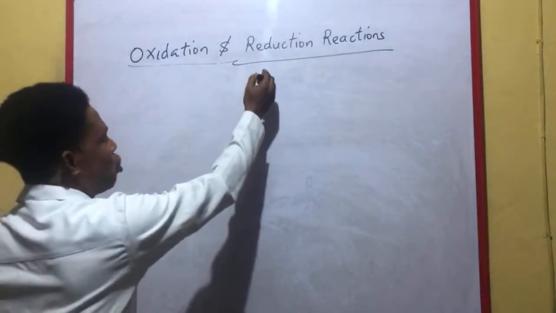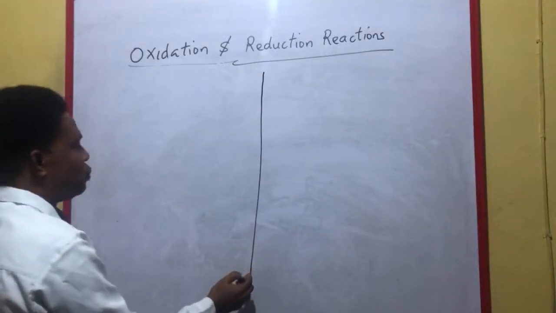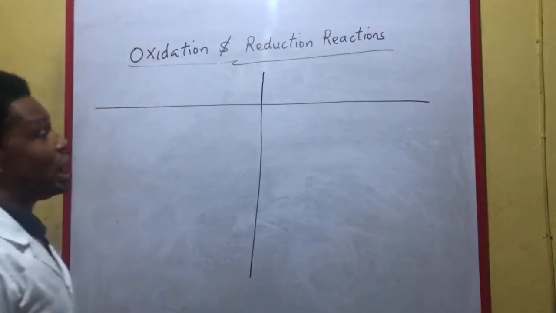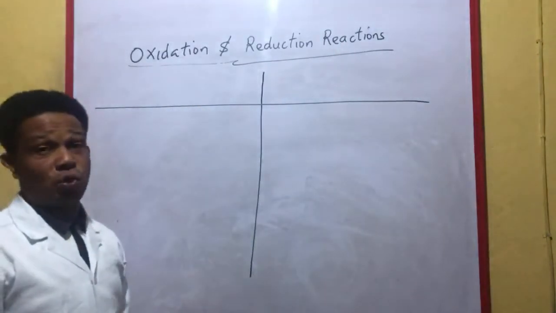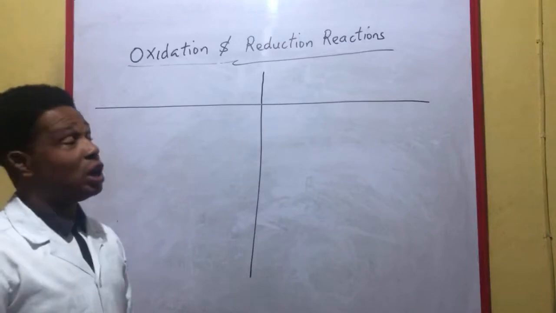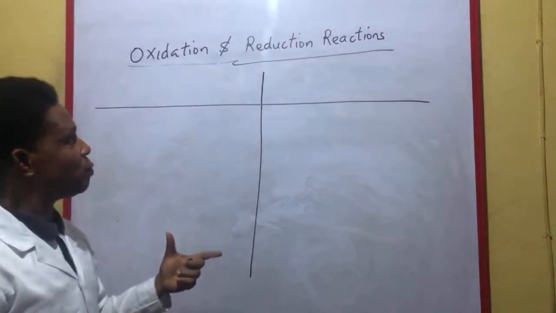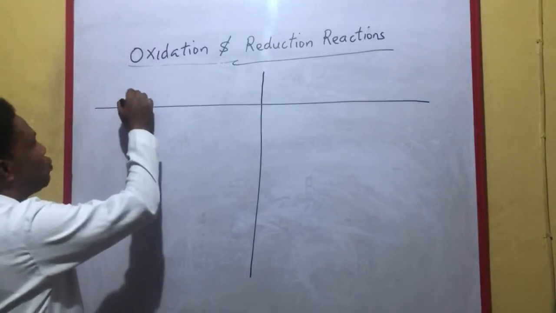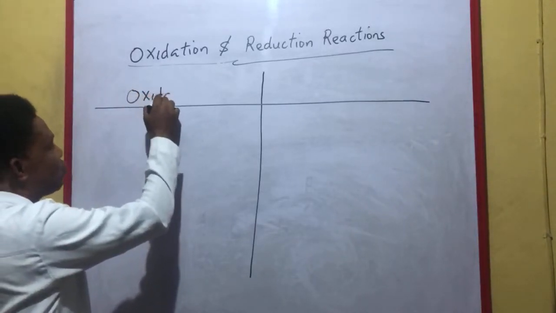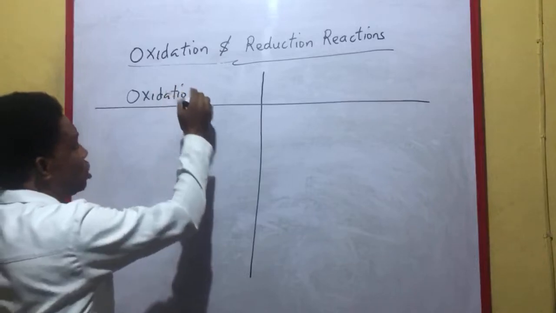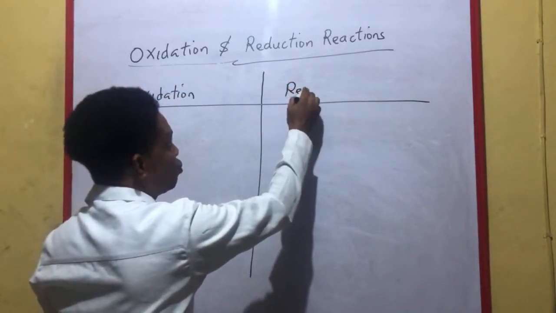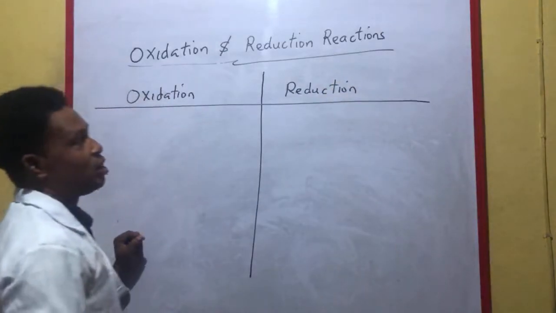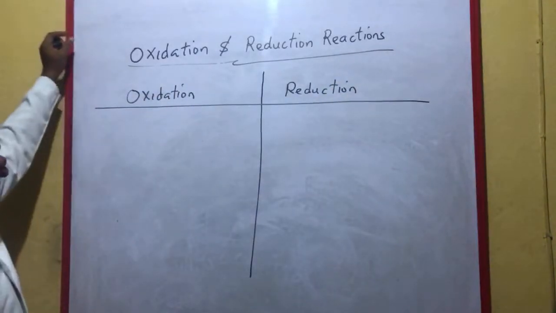Now, I will draw a table to define oxidation. Thereafter, I will give you some practical examples that will drive my points home. The first column is oxidation, the second is reduction. So let me define them first in terms of electron loss or gain.